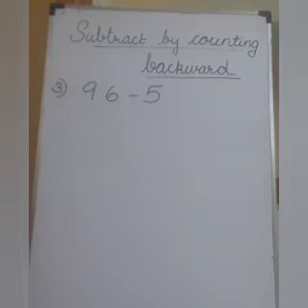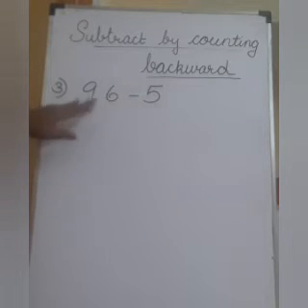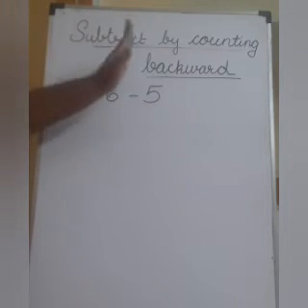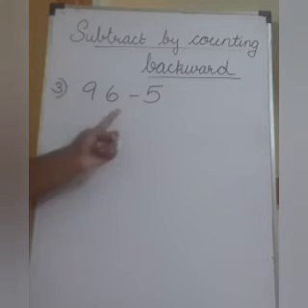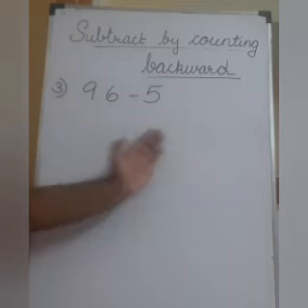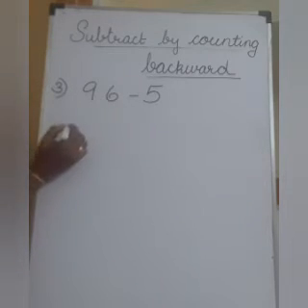Moving to the next question. Look at the next question. The next question is 96 minus 5. What is the next question? It is 96 minus 5. Subtract by counting backward. Let us look to the second number. What is the second number? It is 5. Then tell me how many circles we will draw here. We will draw the 5 circles.